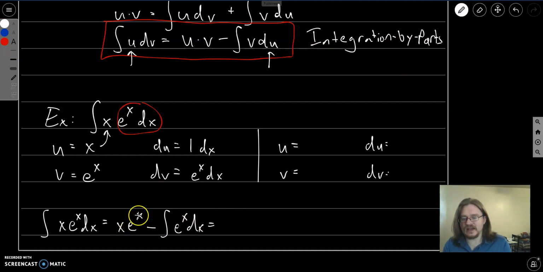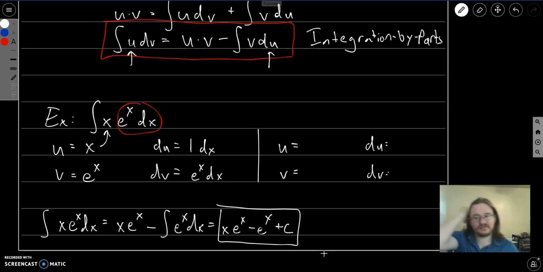And e to the x minus the antiderivative of e to the x. Well, the antiderivative of e to the x is just e to the x. And now that I have my final answer, I need to add plus c. That wasn't hard at all. Okay, and this was choosing x as u and choosing the rest of this as dv.